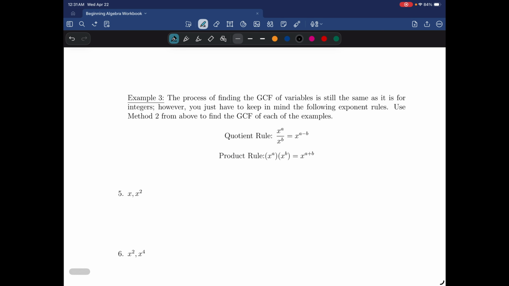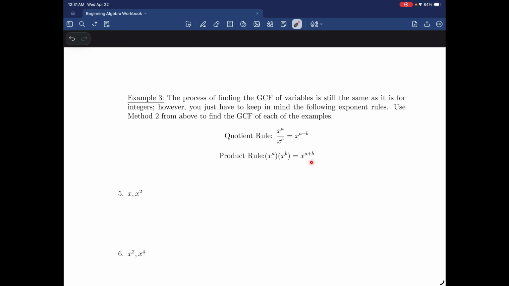Alrighty. So now that we have a feel for finding greatest common factors for sets of just numbers on their own, we're now going to introduce variables and find greatest common factors with those. And the process doesn't really change. The only thing that you have to worry about is this quotient rule of exponents. So remember, when you divide something that has the same base, you just simply subtract the exponents.